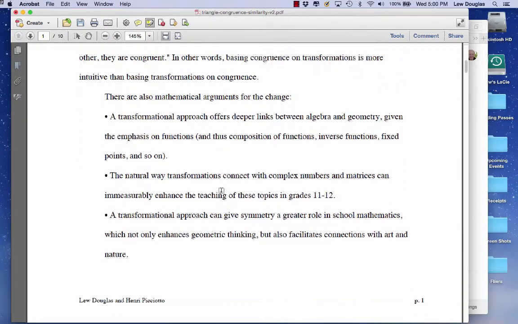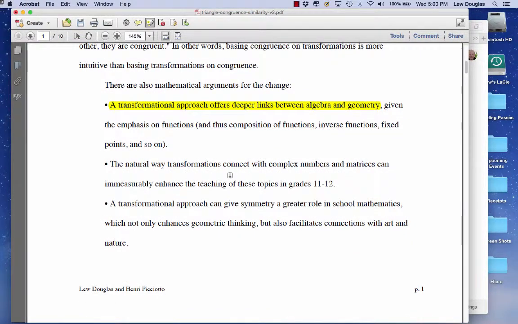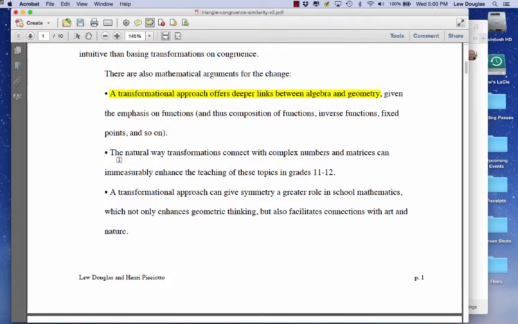And the mathematical arguments for the change are a transformational approach offers deeper links between algebra and geometry. Certainly that's true, and we'll see that. And then the natural way transformations connect with complex numbers and matrices can really enhance the teaching of these topics.